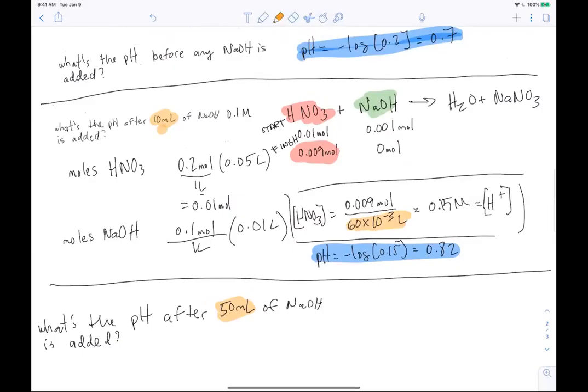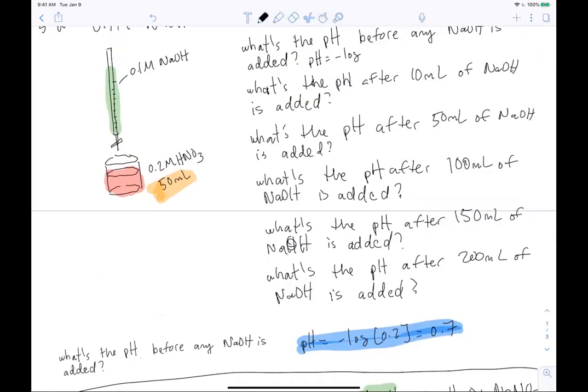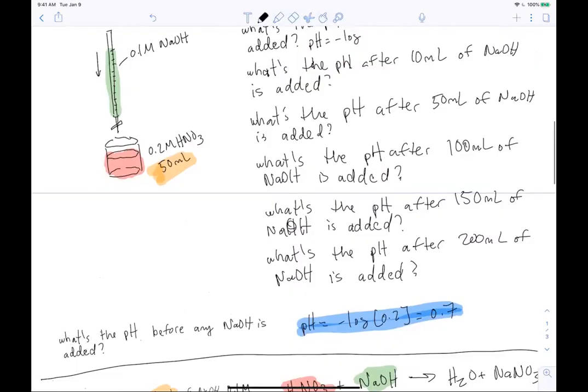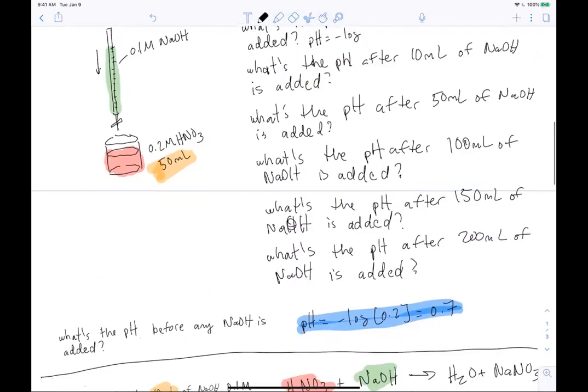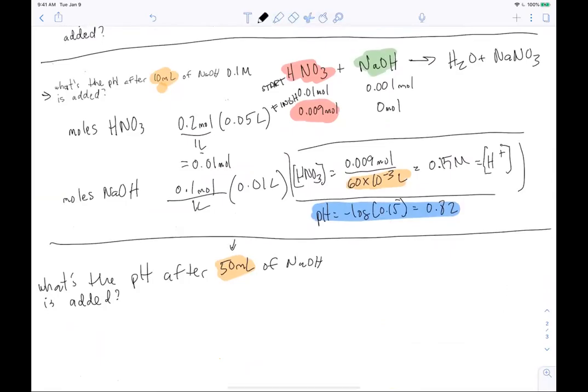Initially we added 10 milliliters. Since the way that the experiment's being done is you're sort of watching this thing incrementally go down, we talk about it from the perspective of how much total has been added. Here we're saying what's the pH after 10 milliliters of sodium hydroxide has been added. Now we're saying what's the pH after 50 milliliters of sodium hydroxide has been added. That means that 50 milliliters incorporates the 10 milliliters. So it's not 10 milliliters and then an additional 50 milliliters. It's 50 milliliters total.